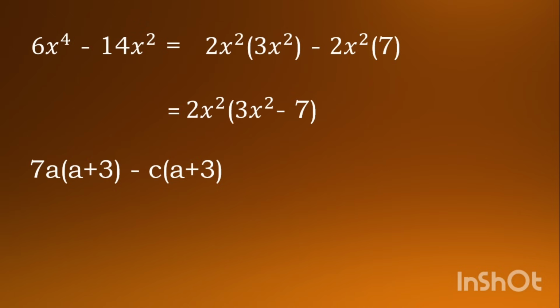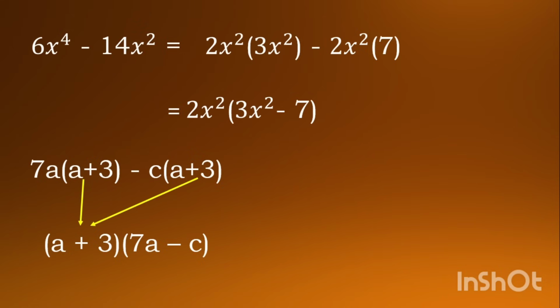Next, I have here 7a times a plus 3 minus c times a plus 3. So, paano natin siya ipafactor? So, as simple as tingnan sa kung ano yung GCF nila. Pag sinabing GCF, ano yung meron sila pareho? That is a plus 3. So, ibababa natin yon. And then, yung 7a minus c, ibababa rin natin.